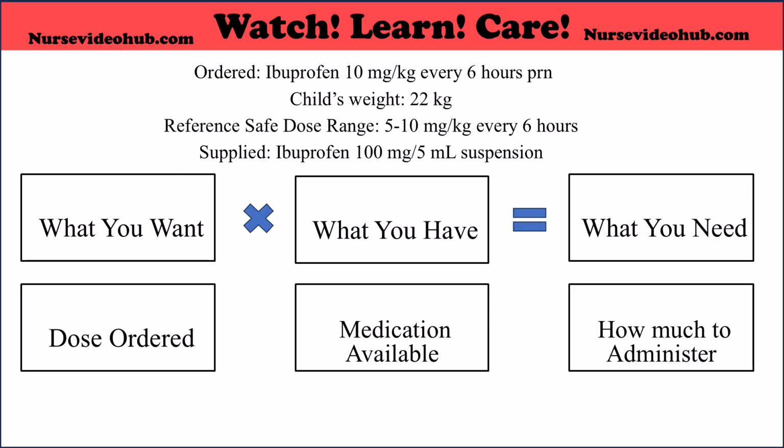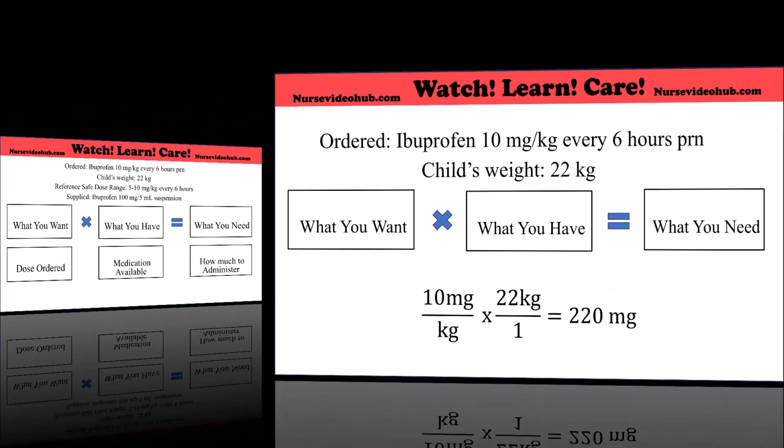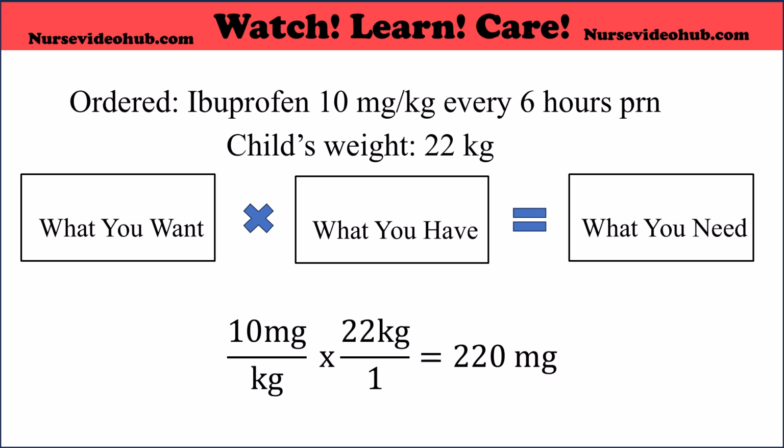Let's complete another example. The order is ibuprofen 10 milligrams per kilogram every 6 hours PRN. The child's weight is 22 kilograms. The reference safe dose range is 5 to 10 milligrams per kilogram every 6 hours. Supplied is ibuprofen 100 milligrams in every 5 milliliters of suspension.